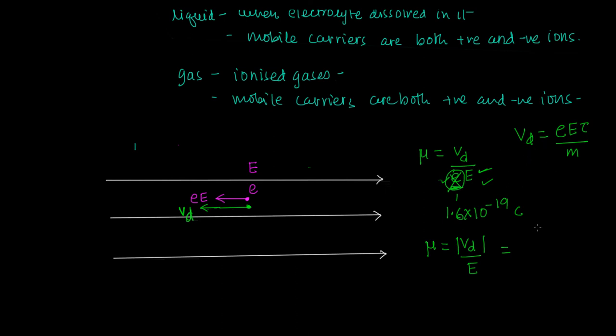So Vd upon E becomes actually e tau upon m. Get that? Yes. It simply becomes e tau upon m, right? So that is our expression for mobility, e tau upon m. Correct? This becomes our expression for mobility. Okay?